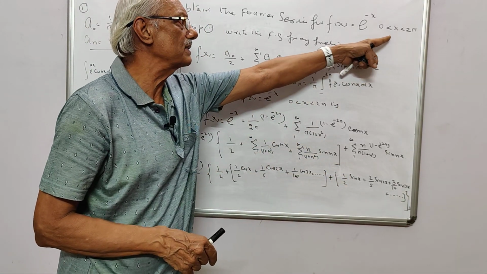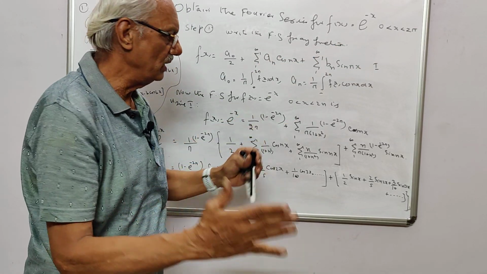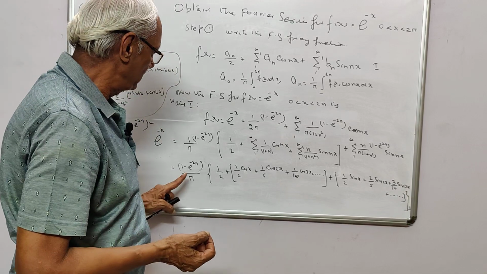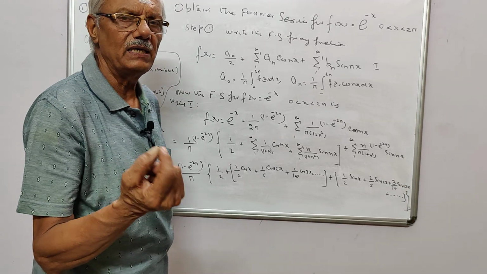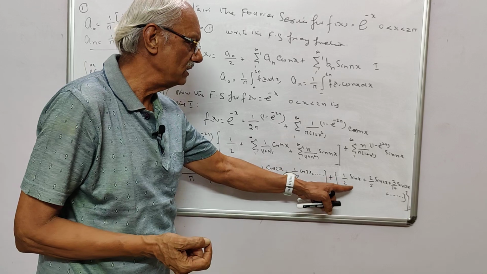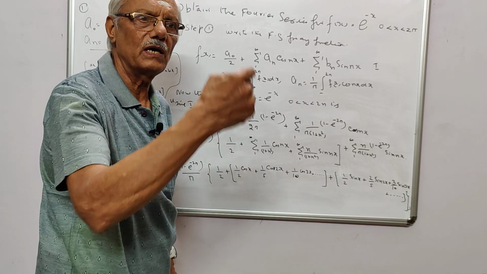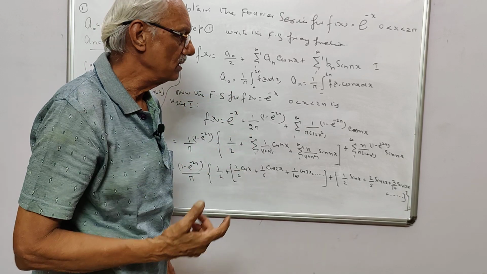So f of x is equal to e to the power of minus x, and within that you will have this series. Now you can find the value of e to the power of minus x at each and every point. You just substitute x equal to a given value in the Fourier series, and you will get the corresponding values.